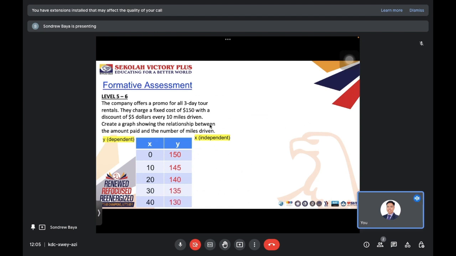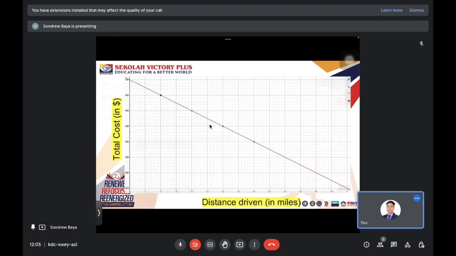Okay? In other words, if you're going to plot this in the coordinate plane, the graph should look like this. All right? So that's (0, 150), (10, 145), (20, 140), and so on. So I guess only a few got this one. Hence, you really have to pay attention to details, read carefully, and try to see if it's increasing or decreasing.